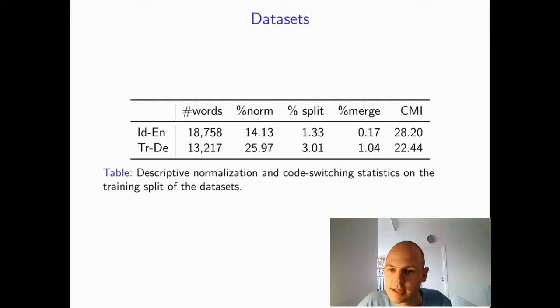Then the code mixing index is 28 and 22, and the code mixing index represents the average amount of words that make up the minority language within a sentence. So this means that there is a quite high amount of code switches within our data.